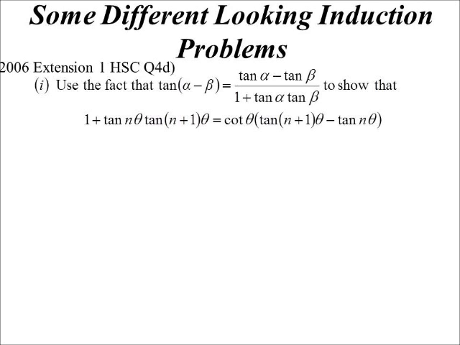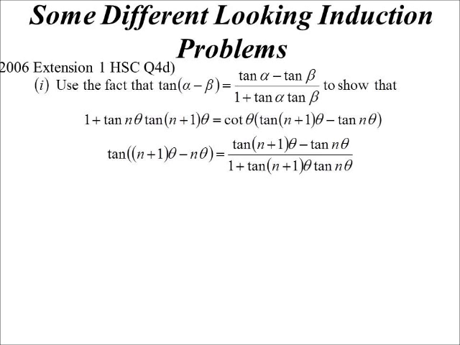So my logic when I was looking at this: I've got two angles, I'm going to use alpha and beta. When I look at the answer, there's three angles: theta, n plus 1 theta, and n theta. So it seems logical to use n plus 1 theta for alpha and n theta for beta, because when you subtract them, you'll get the theta, which is the other bit in what we're trying to prove. So let's see what happens.